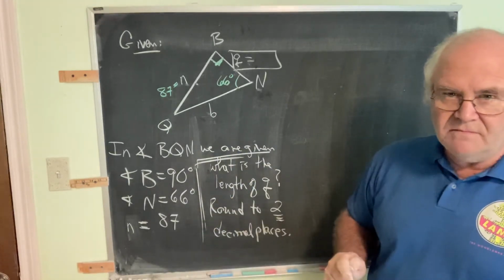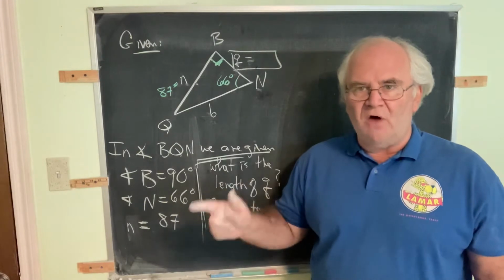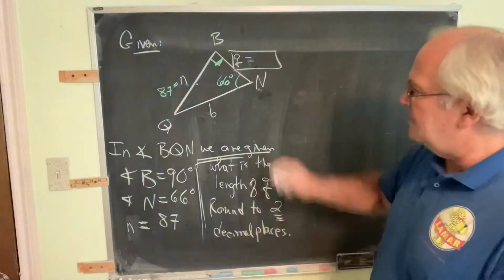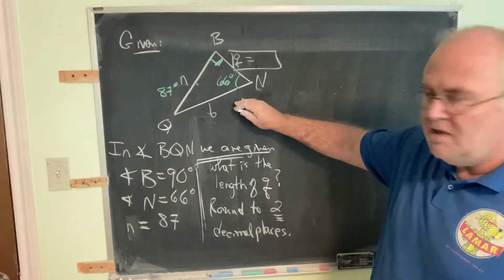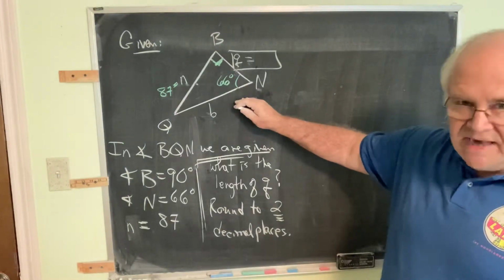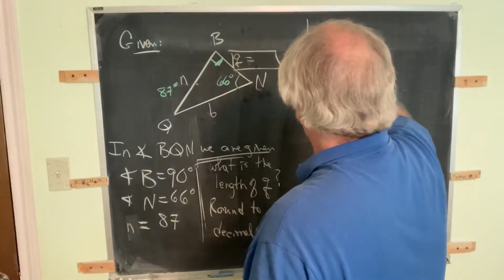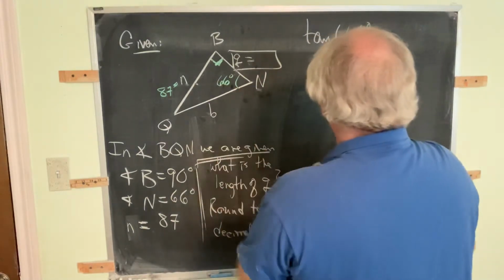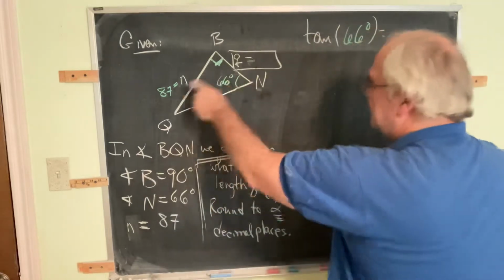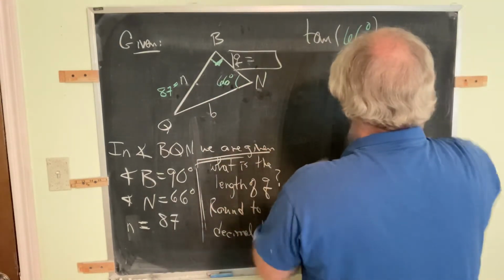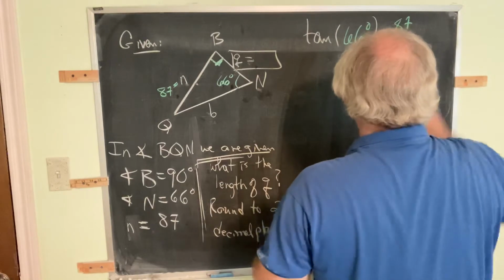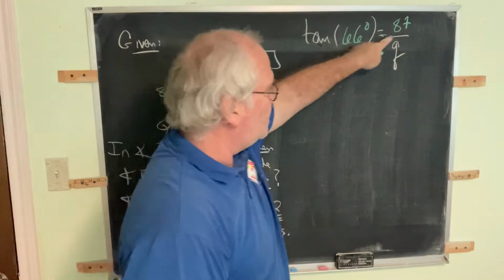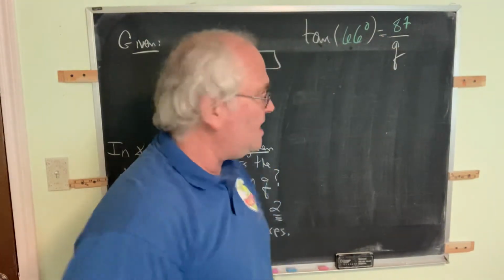Knowing SOHCAHTOA, which of the trig functions involves opposite and adjacent? Tangent. Tangent is opposite over adjacent. So we know we're going to be using tangent. After that, write it out. Say it and write it. We know tangent of the given angle, 66 degrees, is equal to opposite over adjacent, which is the desired. So tangent of given 66 is equal to given opposite over desired adjacent.